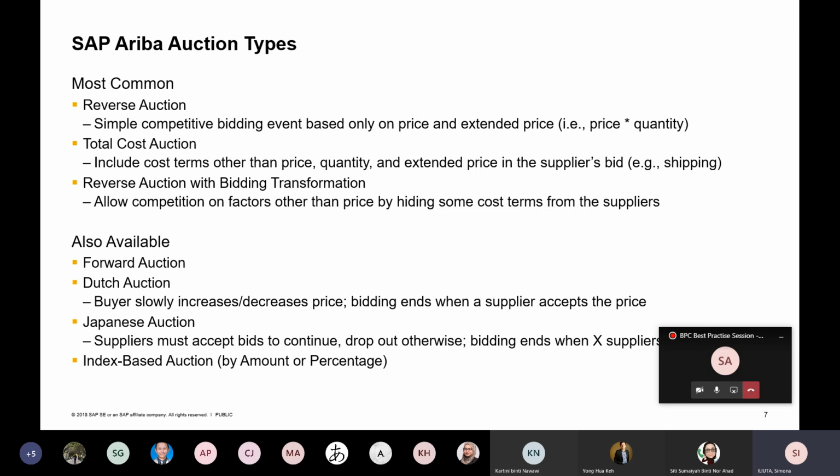It's aggressive for the buyer because the buyer is going to show a target price, so the price that he was willing to pay for that good or service that you are auctioning for.